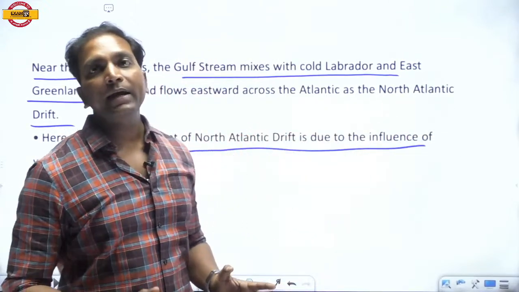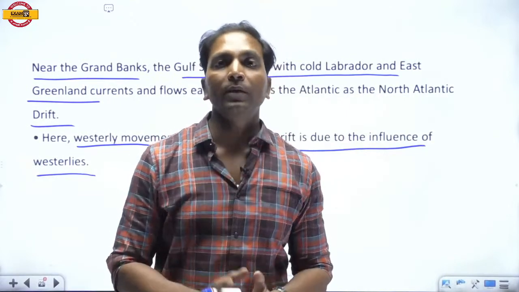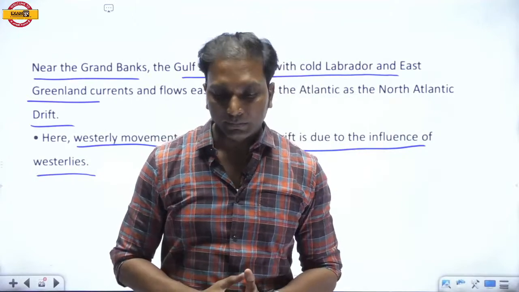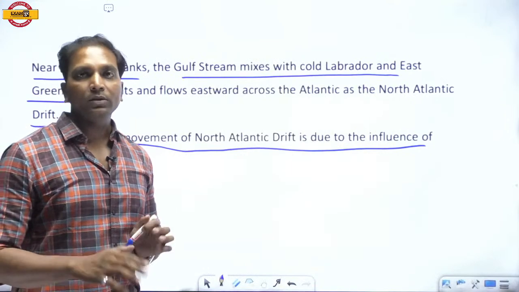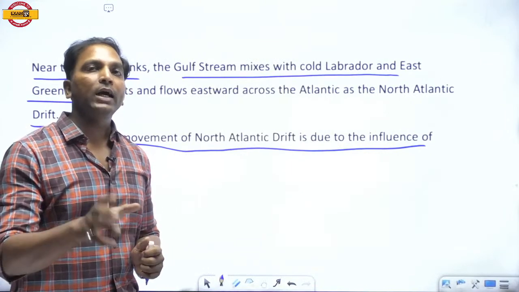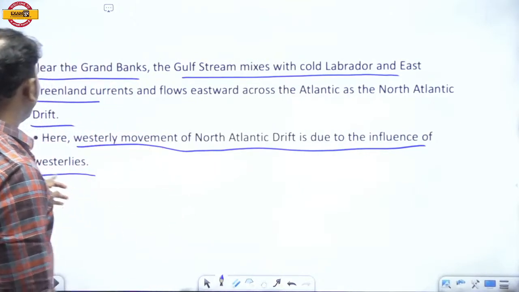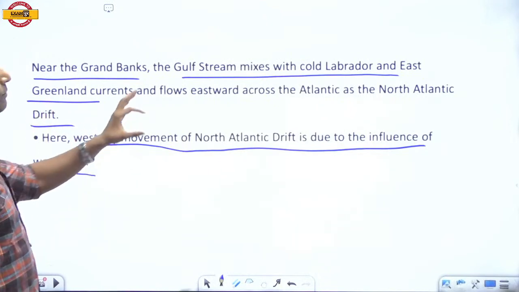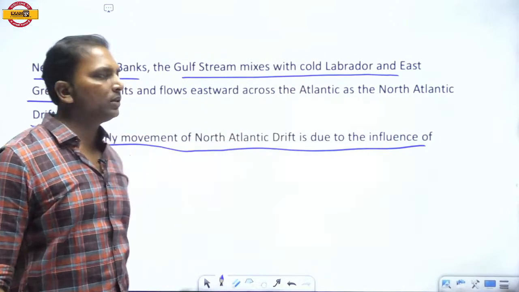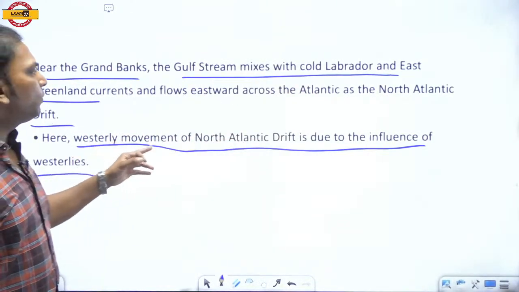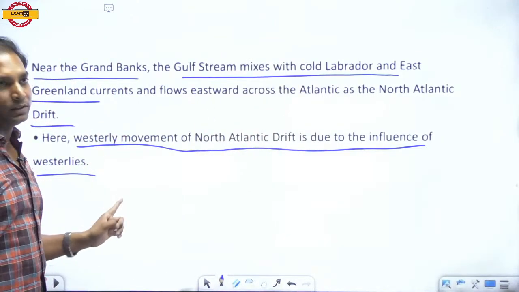Whatever I have explained, that is the main concept, and you should remember all the concepts given by me. Not a single concept should be left out. Otherwise, the demands of the question can't be fulfilled from your side. Okay. So here we are saying the Gulf Stream mixes with cold Labrador and East Greenland currents and flows eastward across the Atlantic as the North Atlantic drift. The westerly movement of the North Atlantic drift is due to the influence of westerlies winds, or simply westerlies.